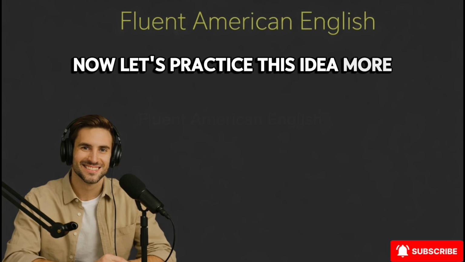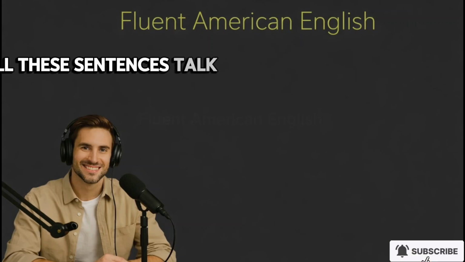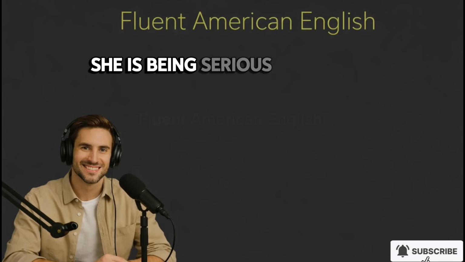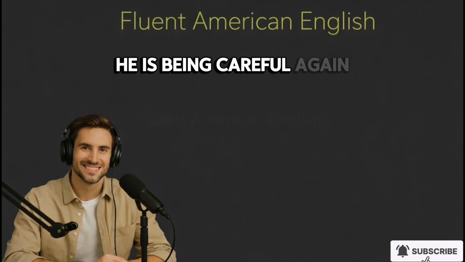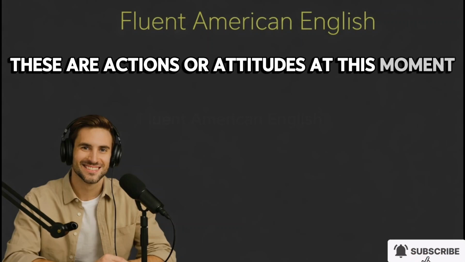Now let's practice this idea more. She is being very patient today. He is being unusually quiet. They are being very helpful. All these sentences talk about temporary behavior. Now let's talk about feelings and reactions. I am being honest with you. She is being serious right now. He is being careful. Again, these are not permanent qualities. These are actions or attitudes at this moment.